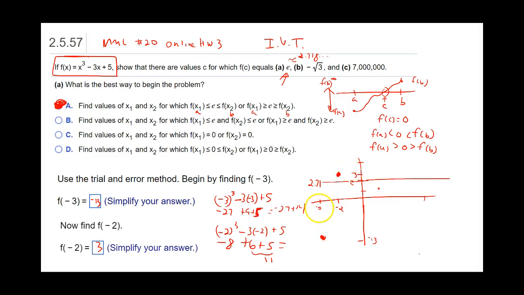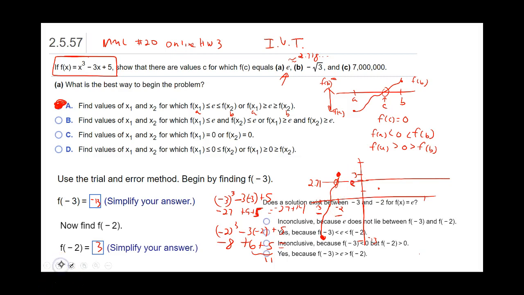So somewhere between negative 3 and negative 2, because this is a continuous function, and polynomials are continuous everywhere. There's no break in the graph of a polynomial. You must at least go through and have some place where you have to cross over. In between negative 3 and negative 2, you must have some place where you have to cross over E.